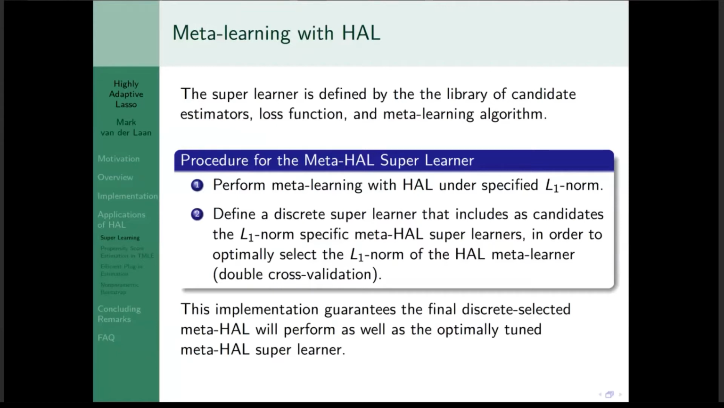The key is that in practice, you can easily be too aggressive, but you can also be too worried about being too aggressive at the meta level. And so here again, cross-validation will take care of that, because it will figure out how to optimally tune that meta-learning fitting step. So in this way, we are guaranteed to do better than any other superlearner in essence.